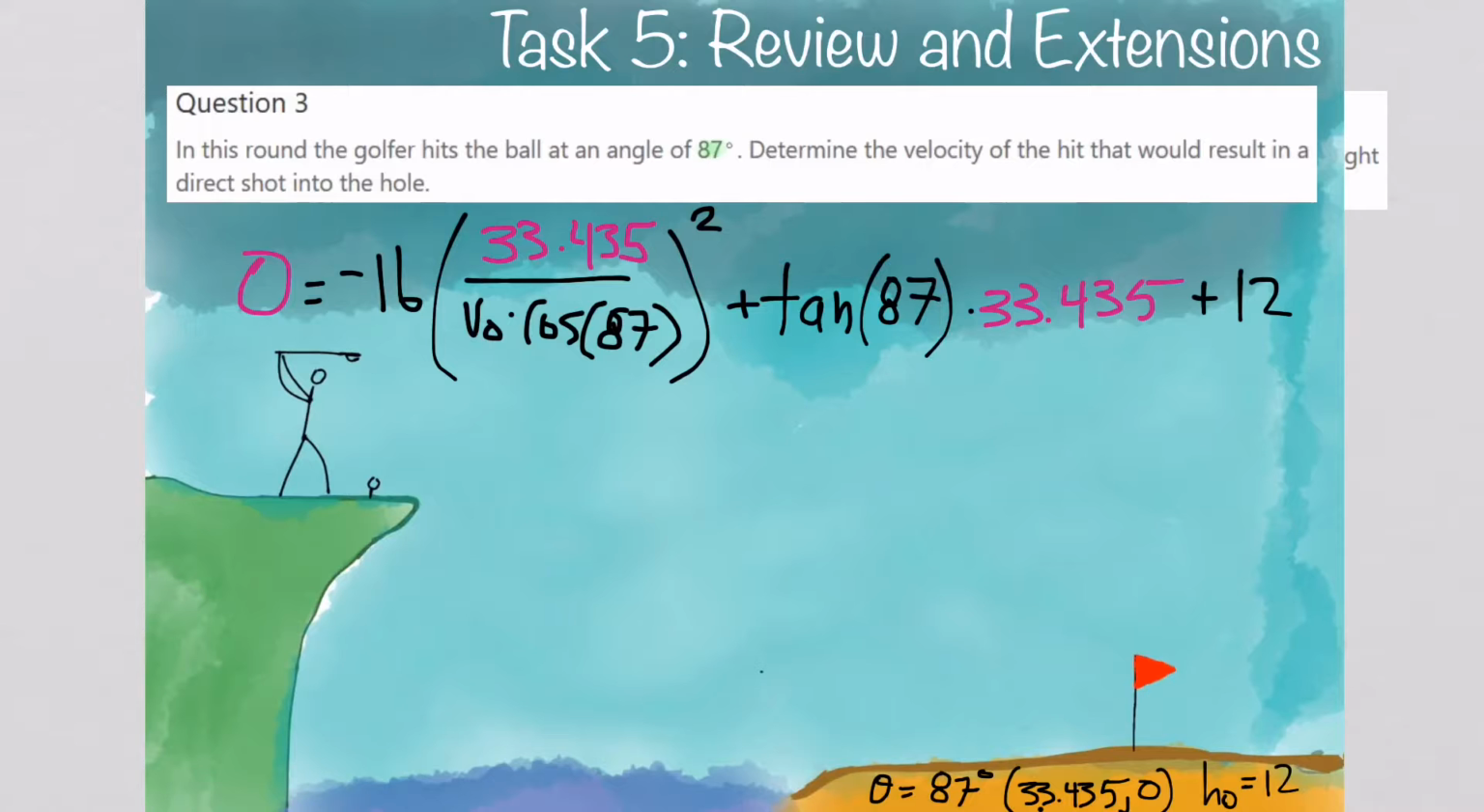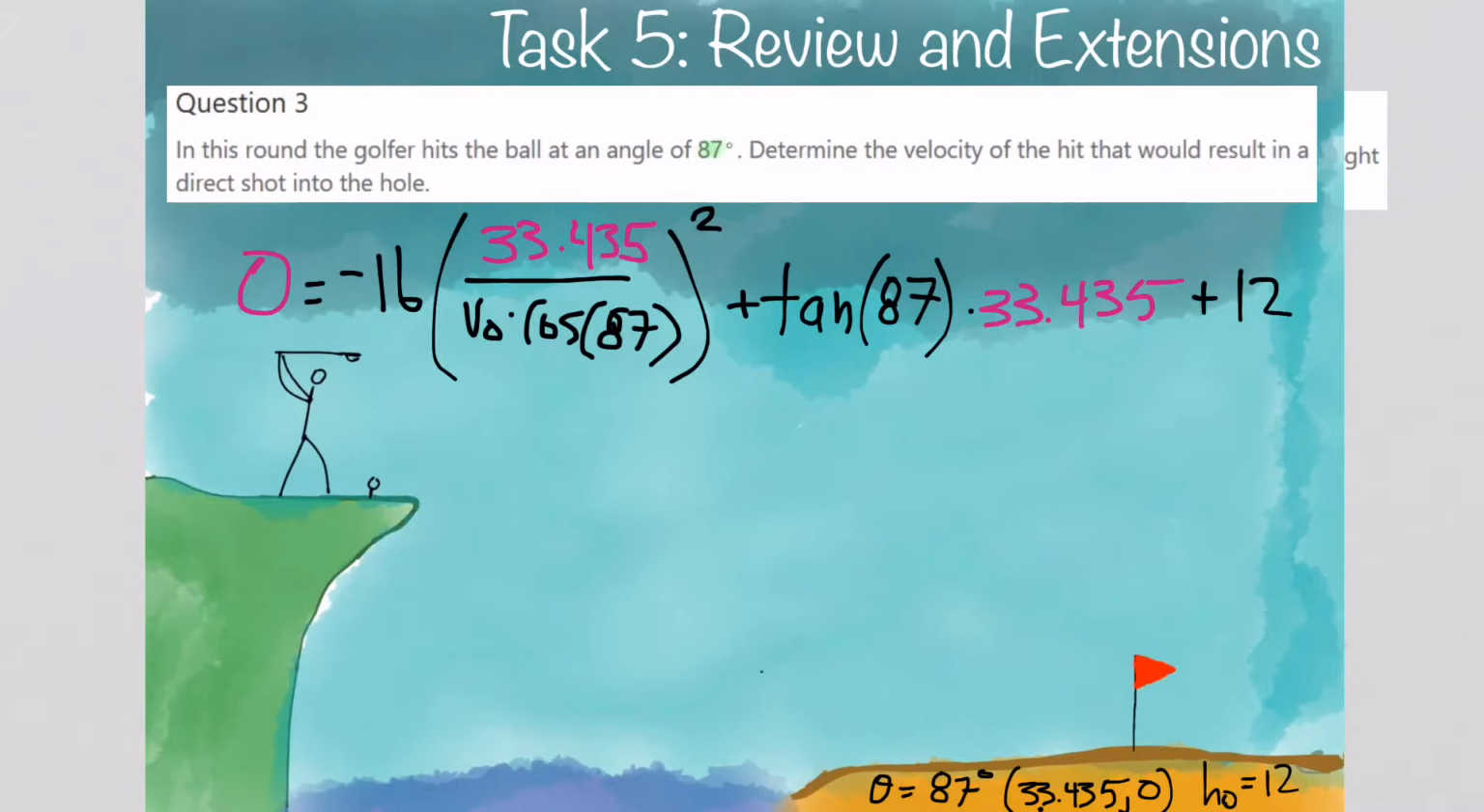You can see my substitutions for x and y made in pink. Now we have a single equation with one single unknown value, v naught, which means we can solve and figure out what v naught is. Now again, there are always different ways you can go about solving an equation, but I think one of the easiest ways to solve an equation is to graph it.